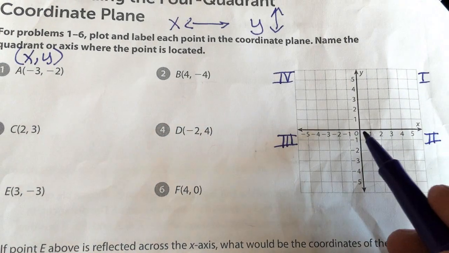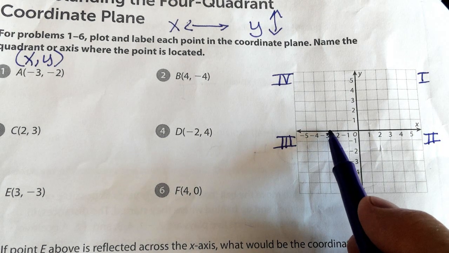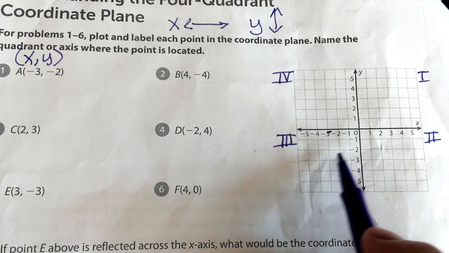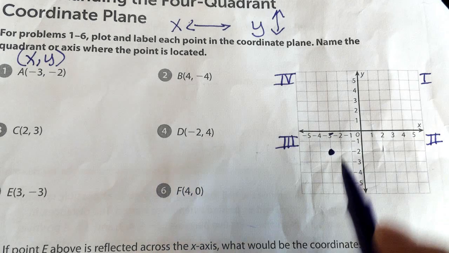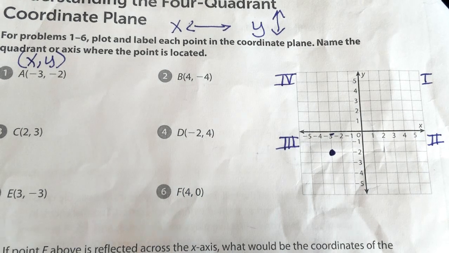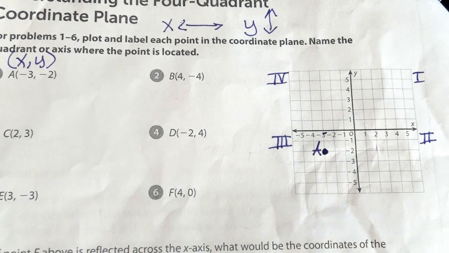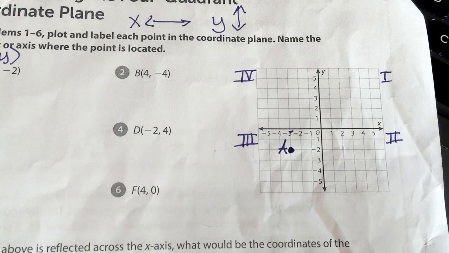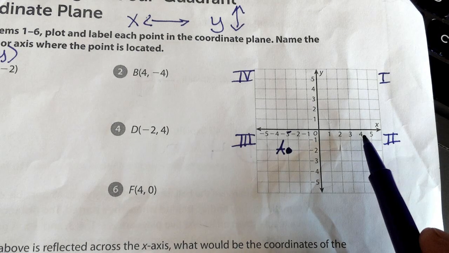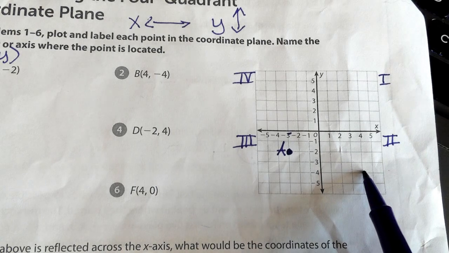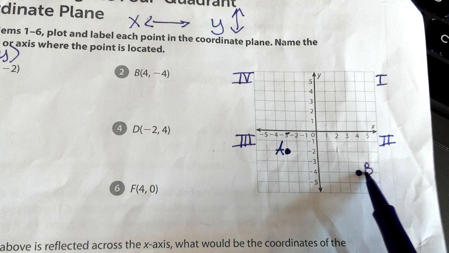Okay, so -3 on the x is right here, and then -2. We're going to go down, and then we put an x where those two lines intersect, and then we're going to label that point A. For point B, same thing, x goes first, which is 4, and then y is -4, so it's going to go down to -4, and we're going to put a point there and label that point B.